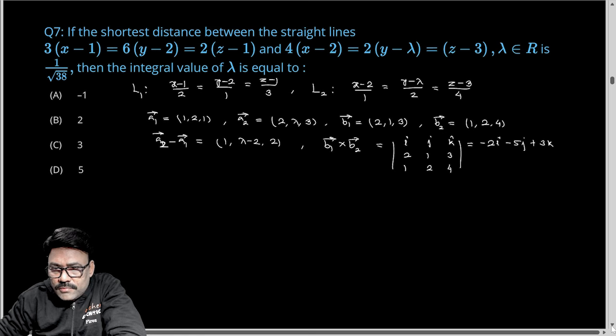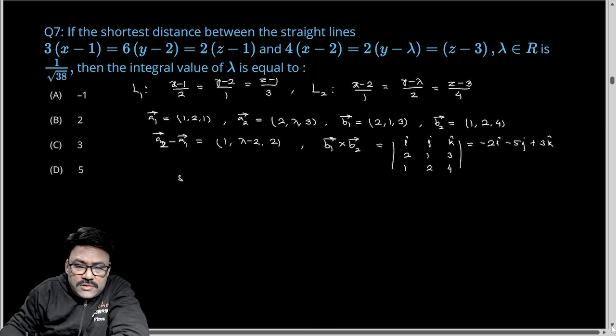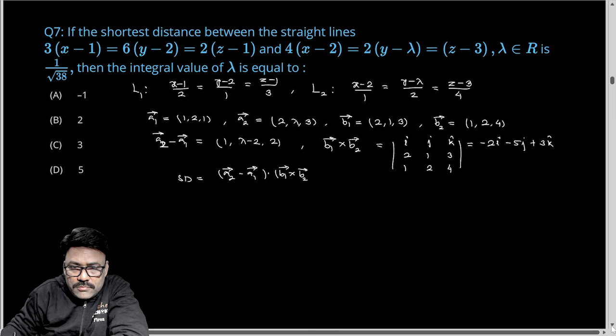Now what is the shortest distance? The shortest distance is A2 minus A1 dot B1 cross B2 over mod B1 cross B2.